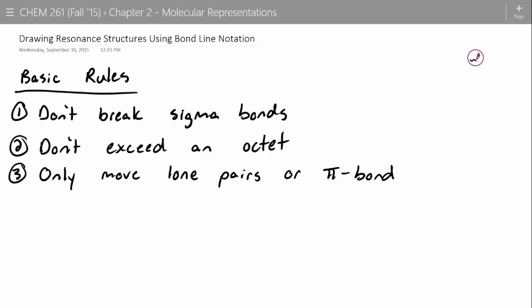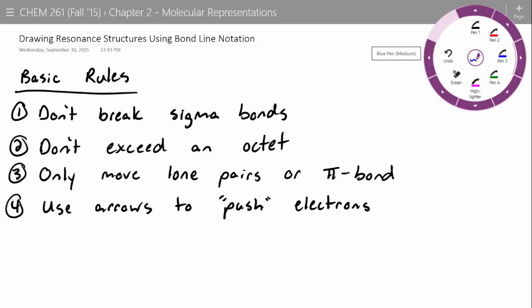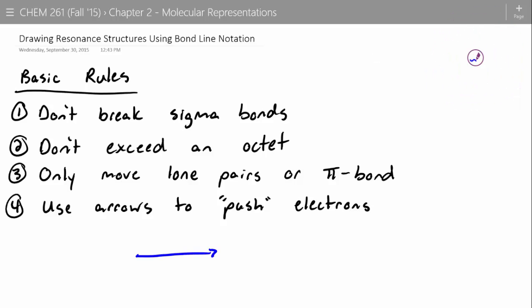All right, number 4 is we're going to use arrows to push electrons, and I'll show you how to do that. And so let's say I've got an arrow like this. What this arrow means is that the left-hand side is going to be your electron source, meaning your lone pair or your pi bond. And the side of the arrow with the head is going to be your electron destination.